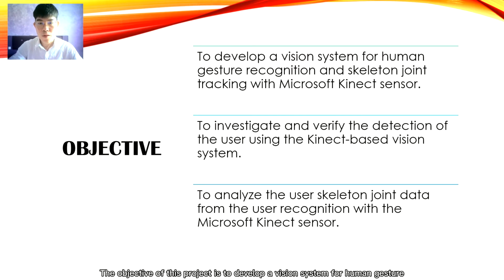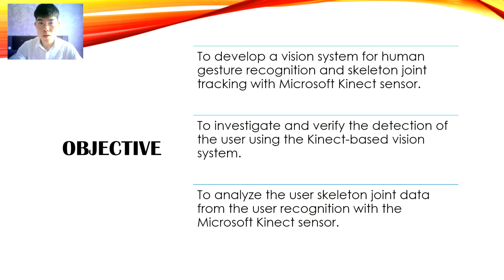The objective of this project is to develop a vision system for human gesture recognition and skeleton joint tracking with the Kinect sensor. Secondly, to investigate and verify the detection of the user using the Kinect-based vision system. And thirdly, to analyze the user skeleton joint data from the user recognition with the Microsoft Kinect sensor.